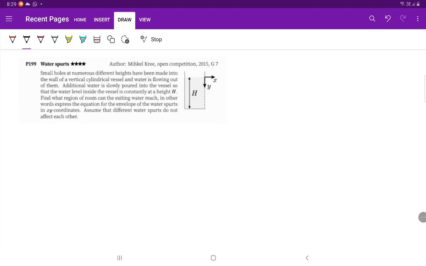Hello viewers, welcome to another problem solving session of the channel Big Boy Physics, and today's problem is based on the topic of envelope and fluid mechanics. This problem I have taken from 200 Estonian problems. It's from the archive, meaning the previous Estonian physics Olympiad problems.